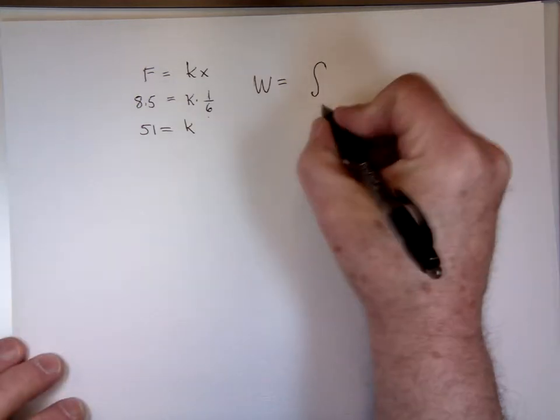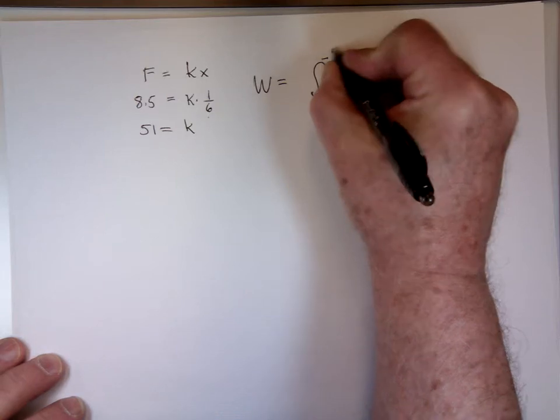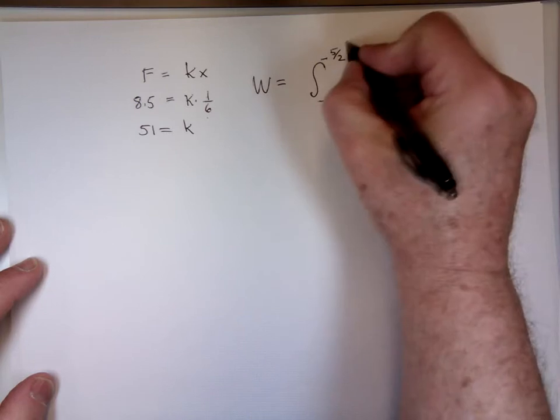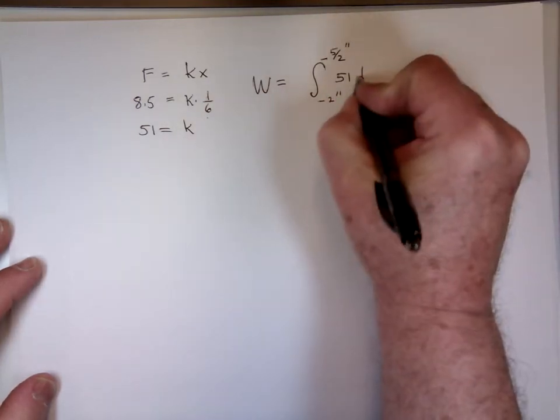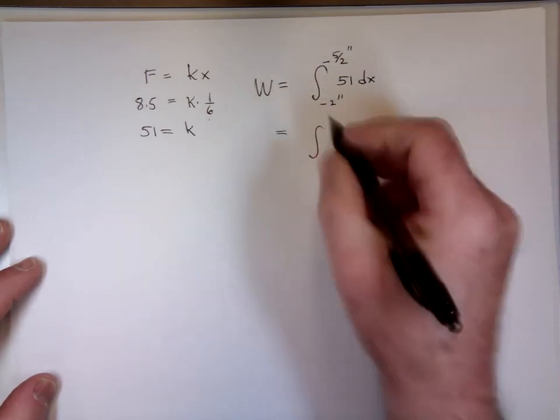From negative 2 to negative 2.5, negative 5/2. That's the additional 1/2 inch compression. From negative 2, that's where we're starting, to negative 2.5. Okay? That's in inches. I'm going to convert these to feet, though. Okay? 51 dx. So, here's what we got. Negative 2 inches, that's negative 1/6 of a foot.